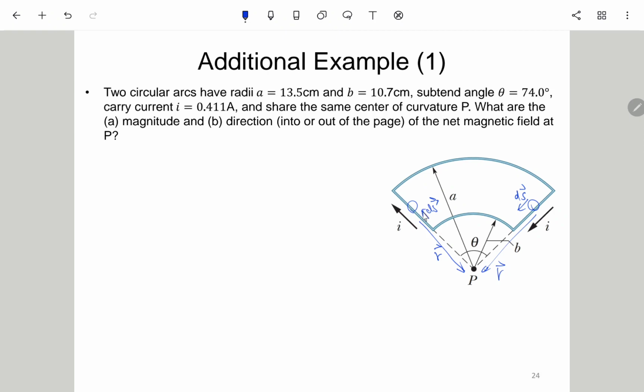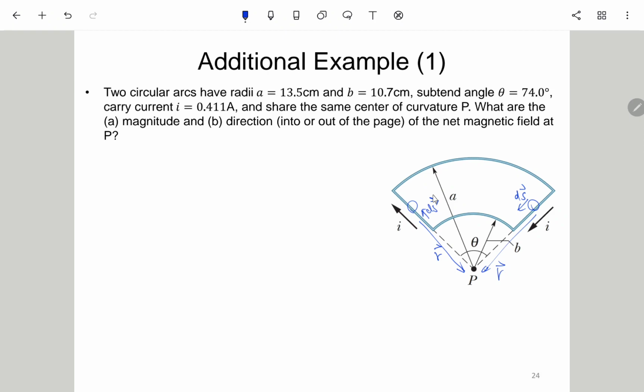So you can simply see that this ds cross r hat will be 0, because these two vectors are either pointing in the same direction or in the opposite direction. So it will be like sine of 0 degrees or sine of 180 degrees, both 0. So this segment and this segment won't contribute any B field at this point.